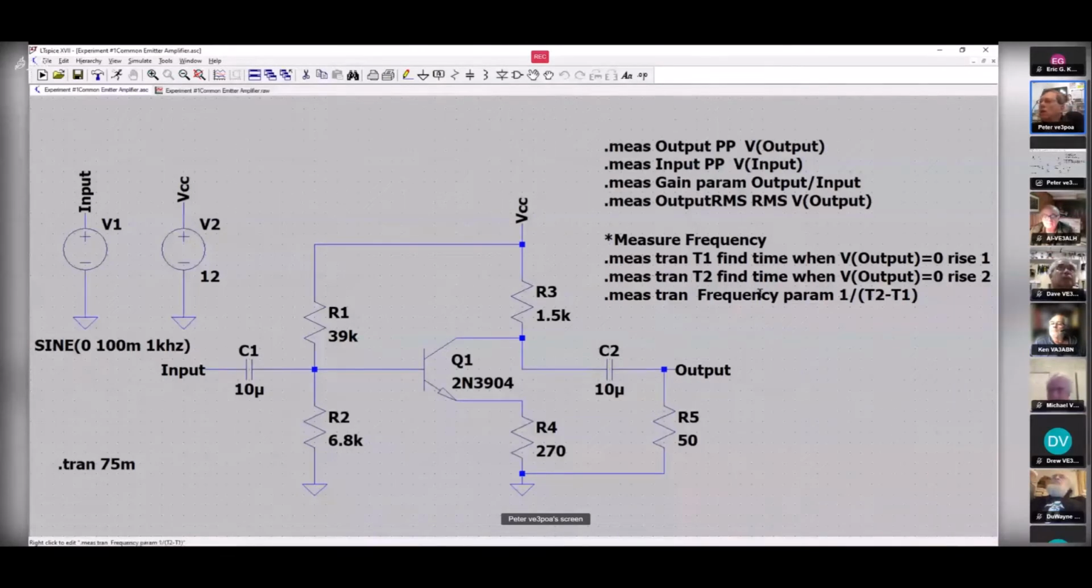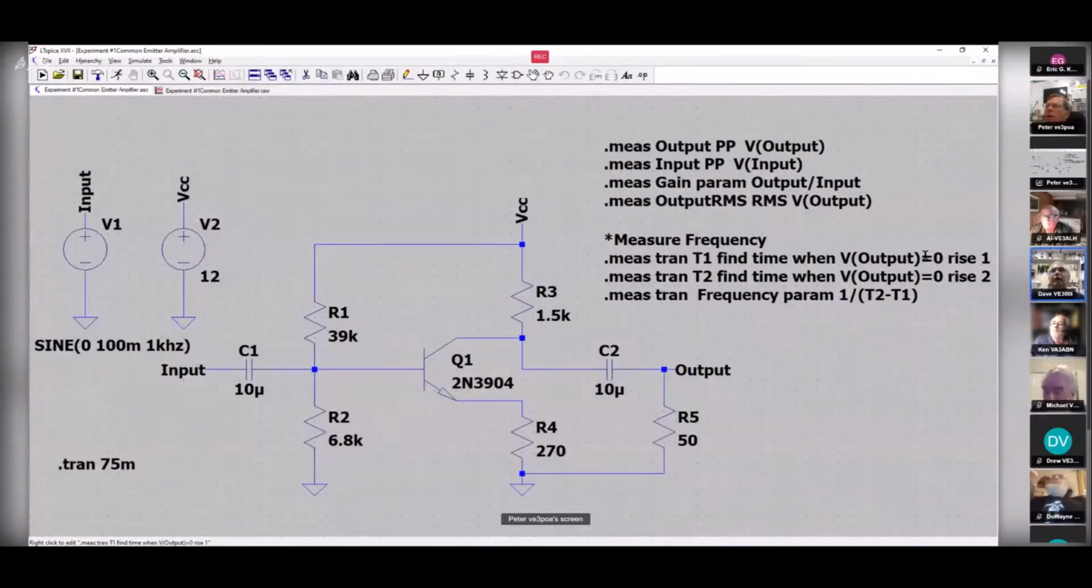Your variable here is T1. In your Spice error log, you'll find T1 will have this value in it: find the time when the voltage on the output equals 0 rise 1. Now I understand what's going on here, as far as you need two points in order to calculate the frequency. But maybe Dave has the answer to this. What's rise 1, rise 2? What's it actually doing there? Is Spice going up to a peak or the beginning of it? Do you know, Dave?